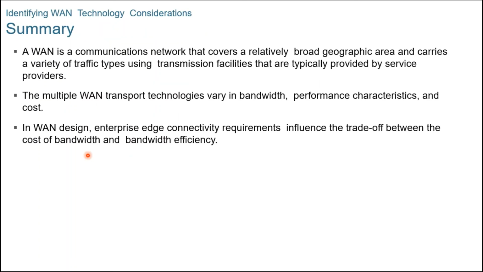Now, to summarize identifying WAN technology considerations. A WAN is a communications network that covers a relatively broad geographic area and carries a variety of traffic using transmission facilities that are typically provided by the service providers or SPs. The multiple WAN transport technologies vary in bandwidth, performance characteristics, and costs. In WAN design, enterprise edge connectivity requirements influence the trade-off between the cost of bandwidth and bandwidth efficiency.